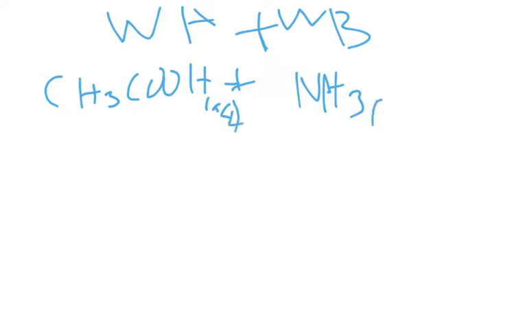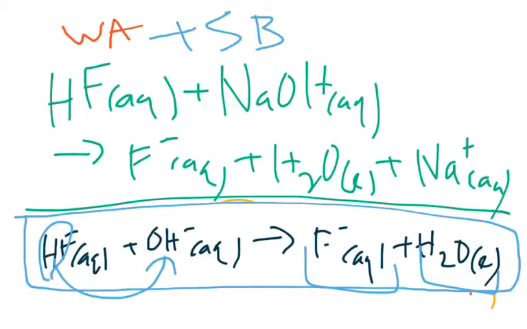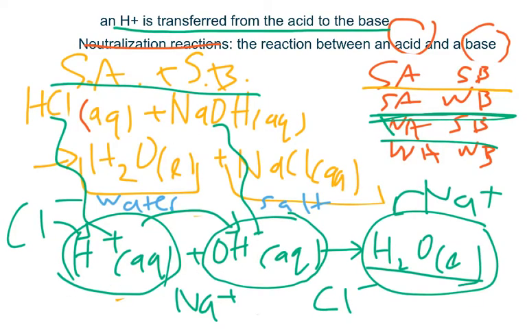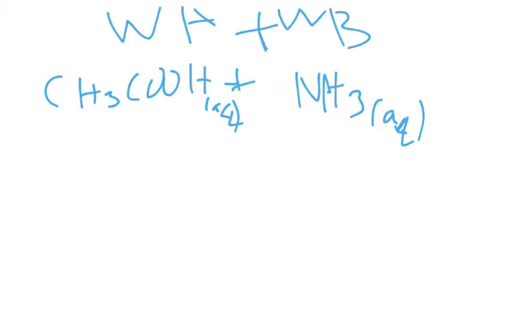And let me see if you can figure out what the products are based on what we know about acid-base or neutralization reactions. What we know about them is that they happen when an H plus is transferred from an acid to the base. So in our case, acetic acid is our acid and ammonia is our base. So let's write the net ionic reaction first. So how do we write the net ionic reaction?